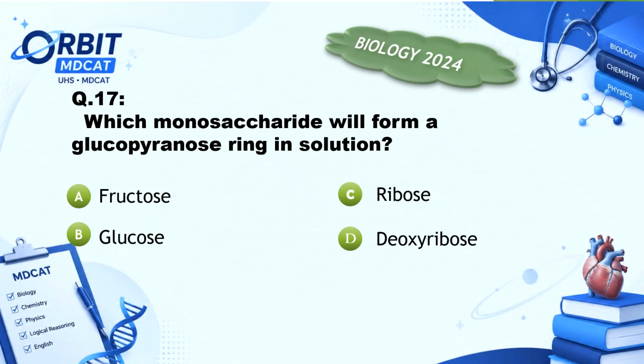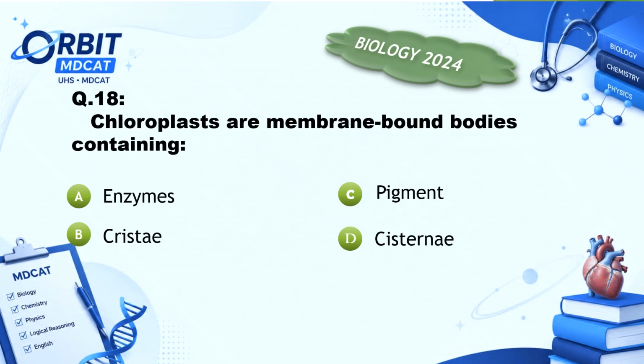Question number 17: which monosaccharide will form a glucopyranose ring in solution? A. Fructose, B. Glucose, C. Ribose, D. Deoxyribose. Question number 18: chloroplasts are membrane-bound bodies containing A. Enzymes, B. Cristae, C. Pigment, D. Cisternae.